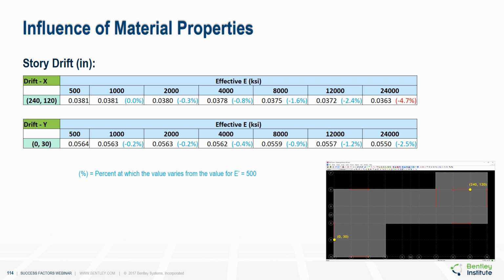So again, for drift in the X direction, the difference between using an effective E of 500 versus using an effective E of 24,000, the difference is only 4.7%. And so even the story drifts are only minimally impacted by a wide range of effective E's. But keep in mind, this is a point that's on a frame, and so really what this is showing you is the story drift of the frame more than of the diaphragm itself.